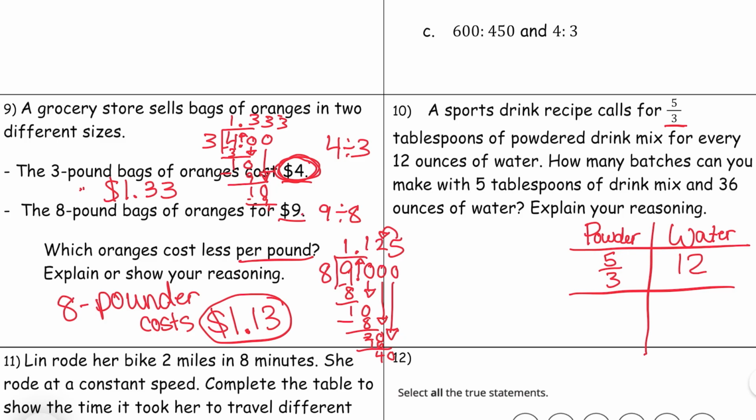It says, how many batches can you make with 5 tablespoons of drink mix and 36 ounces of water? So this one's going to be easy. You could just look at one part of the ratio. So I know 12 times 3 gives me 36. So that means I'm making 3 batches because I'm multiplying one of them by 3. And then you could also say, 5/3 times 3 is 5. So both ways work.